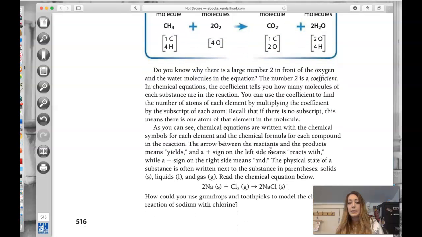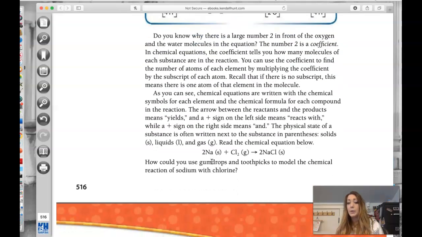The physical state of a substance is often written next to the substance in parentheses: solid, liquid, gas. So I could say 2Na (solid) plus Cl2 (gas) gives me 2, what did this form? Sodium chloride, a solid, table salt.